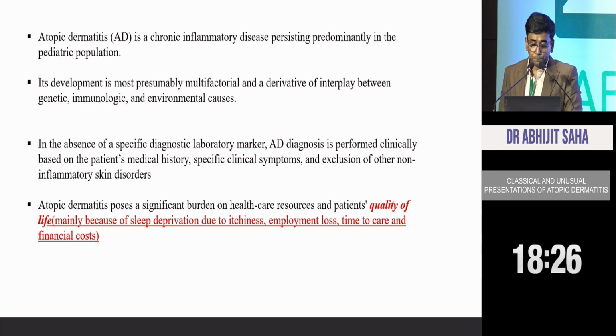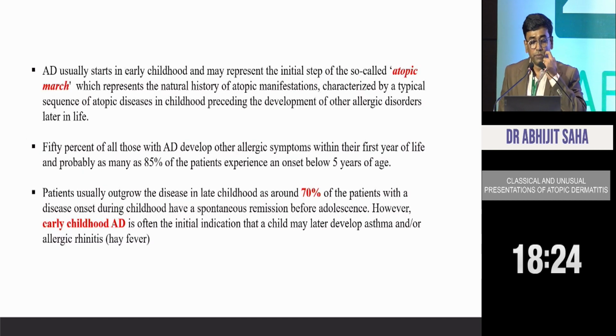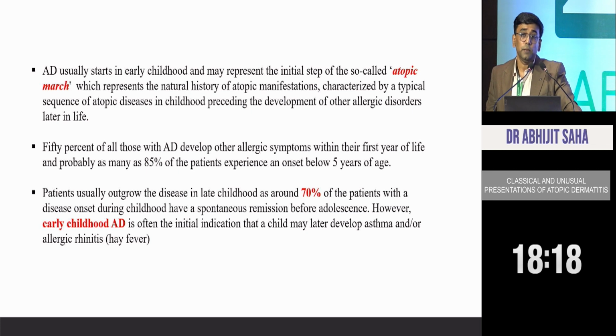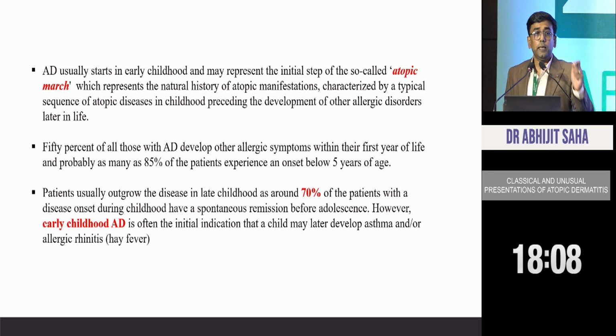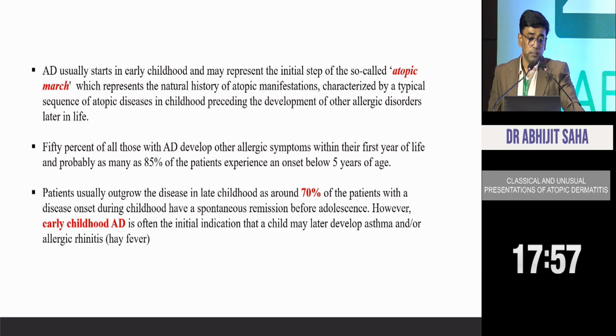Thirdly, fortunately, 70% of AD patients outgrow the disease with age, but there is a subset, 30% of them, who may develop other allergic diseases in the near future, which is called the atopic march, which all of us are quite aware of. So if we do not miss even a single case of AD, then obviously we can initiate the treatment promptly, and there is always a chance to prevent the future development of other allergic diseases.